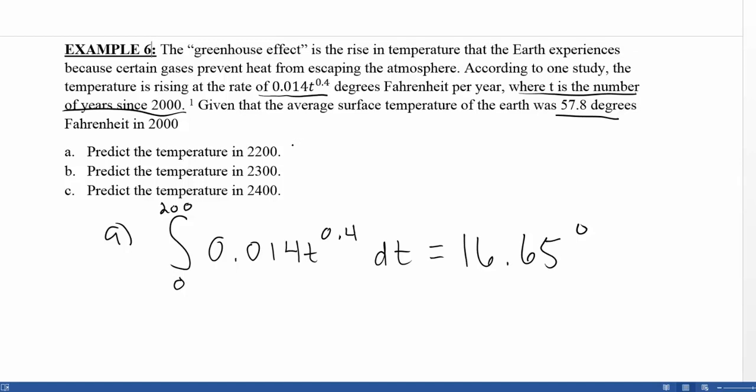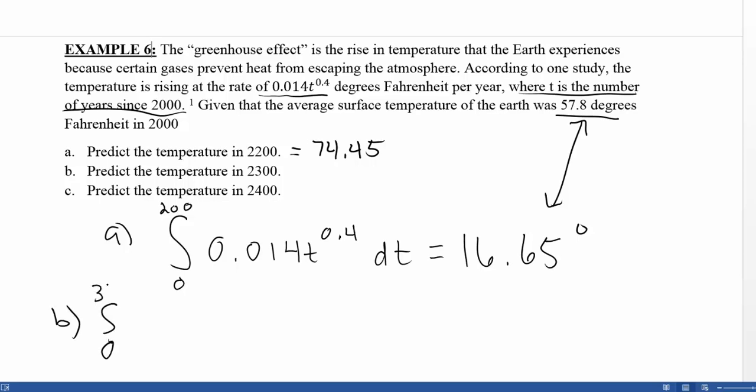So if we want to know the actual temperature in 2200, we would add that to our starting point. So if we add 16.65 to 57.8, we get 74.45. So the predicted average temperature for the year 2200 will now be 74.45 degrees.